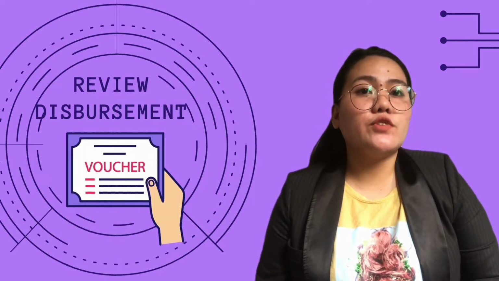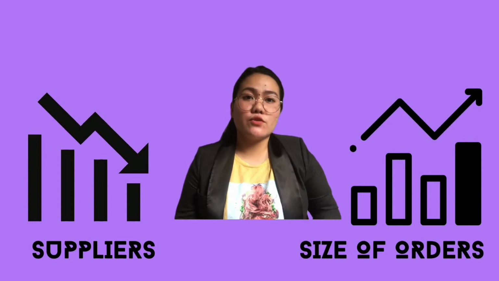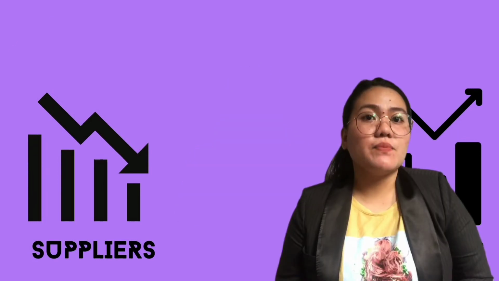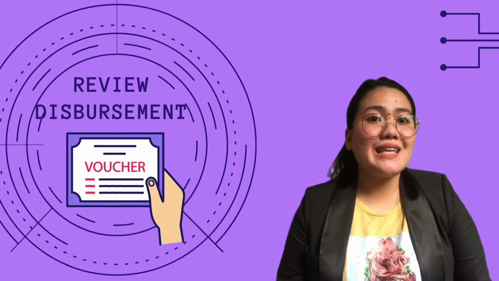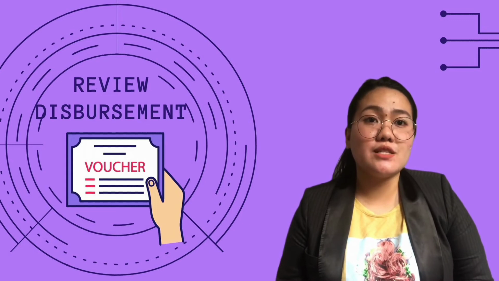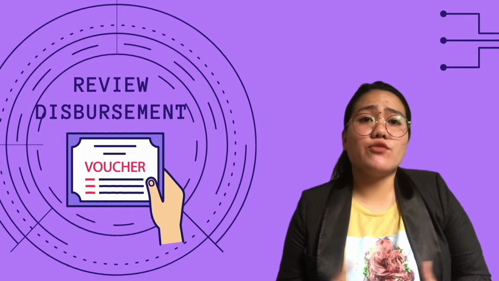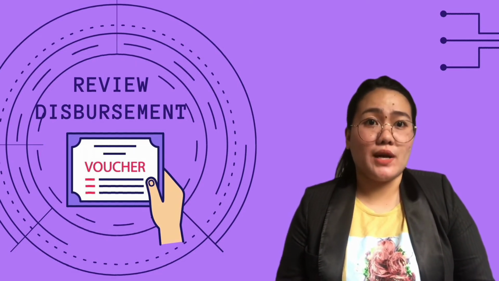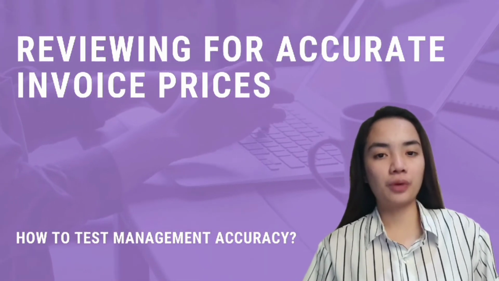It is possible for management to reduce the number of suppliers and increase the size of their orders in order to reduce the cost of orders placed. Additionally, the situation could be assigned to the auditor as an ineffective vendor procurement strategy. If an organization expects a significant amount of business, they are unlikely to add vendors to the file for control processes. Moving on to reviewing for accurate invoice prices.